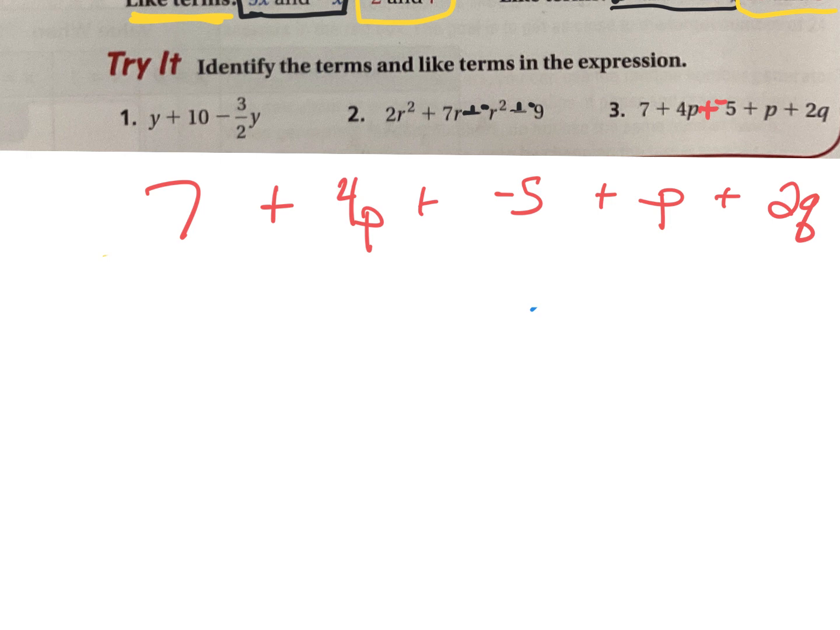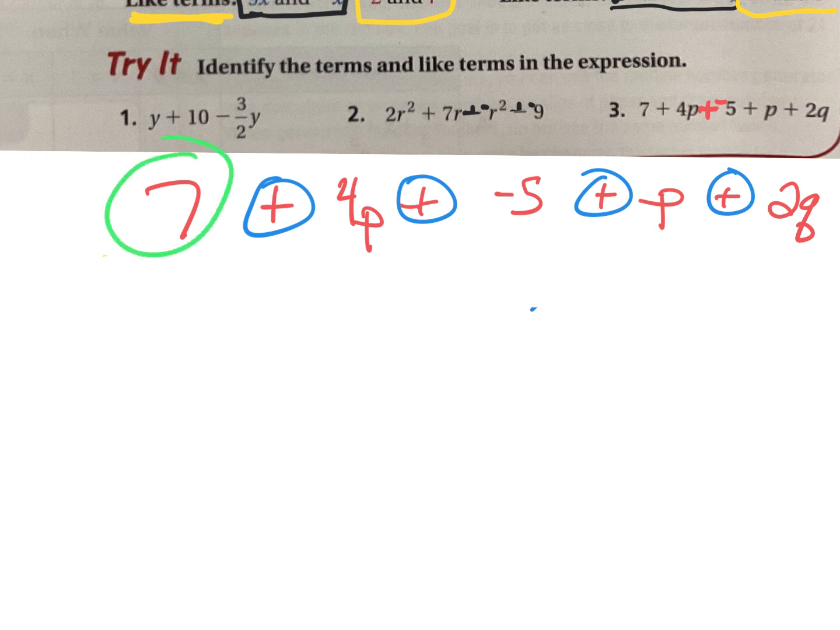So I have my pluses. There's a plus, a plus, a plus, a plus. Everything on each side of the plus is a term. So I have a term 7, a term 4p, a term negative 5, a term p, and a term 2q. Now let's put like terms together.